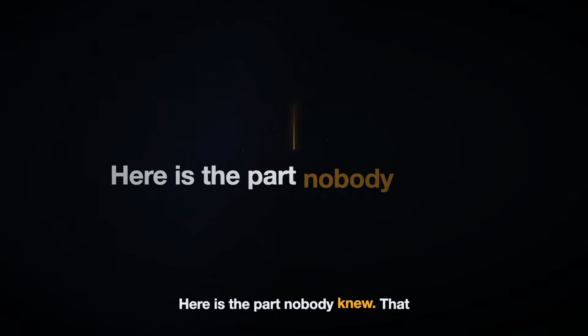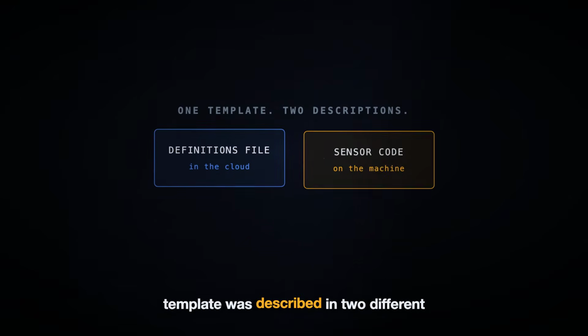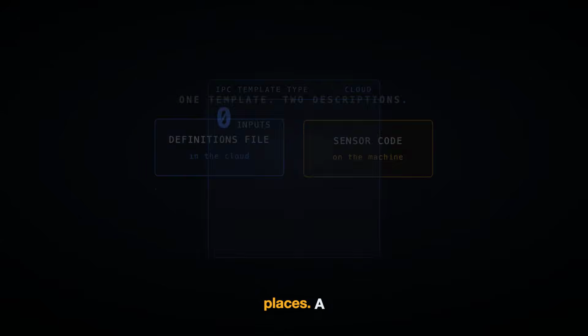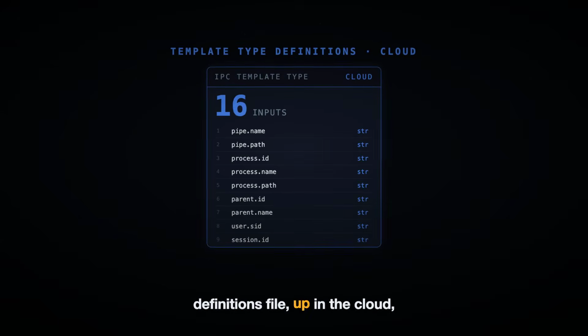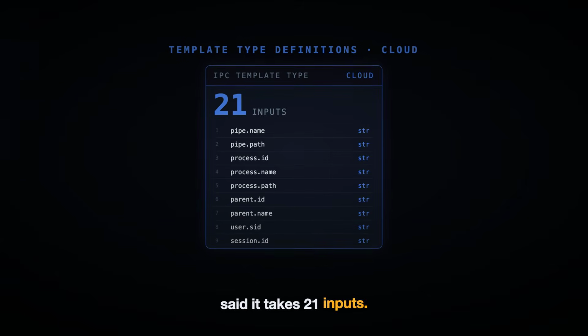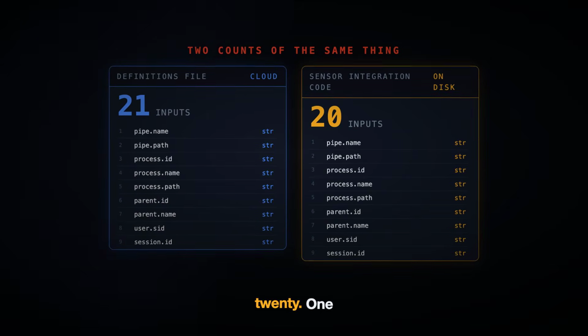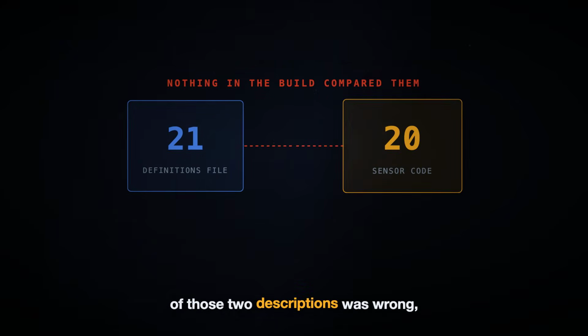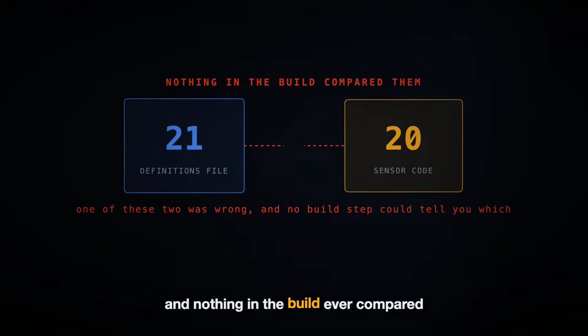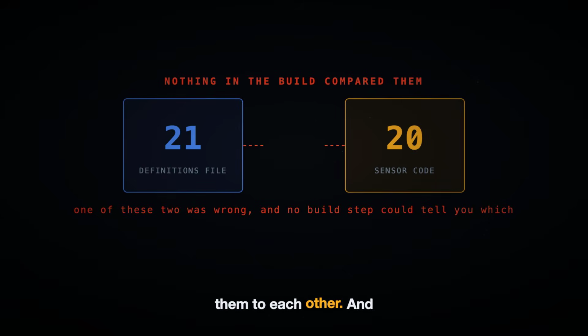Here's the part nobody knew. That template was described in 2 different places. A definitions file up in the cloud said it takes 21 inputs. The sensor code down on the machine built 20. One of those 2 descriptions was wrong, and nothing in the build ever compared them to each other.